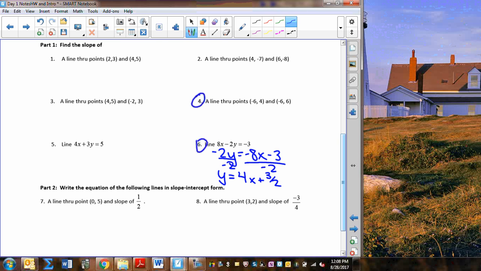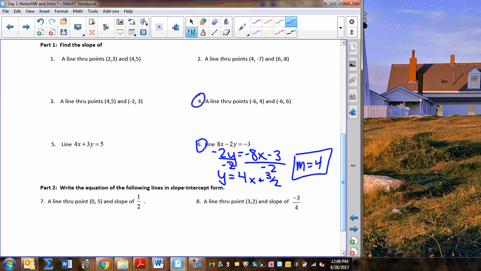Alright, now we didn't actually answer the question, we just got in slope-intercept form. So what is our question? Find the slope. What is the slope? It's our slope. Any questions on that one?